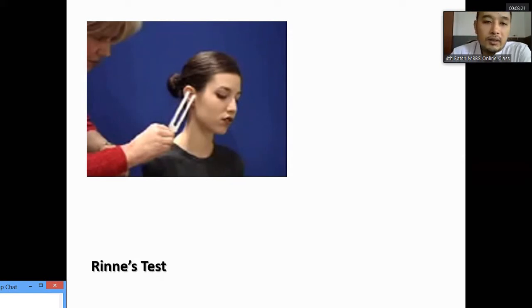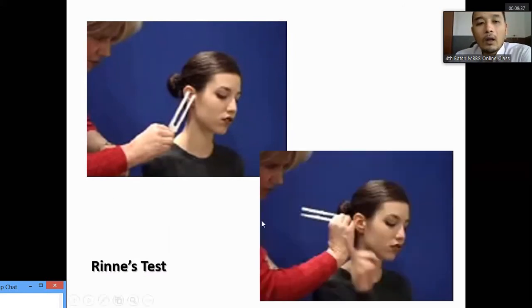And when the patient says that the sound has stopped, you suddenly keep the tuning fork over the mastoid bone, and then again ask the patient if they can still hear the sound. And we have the interpretation for the Rinne's test. After the patient stops hearing, we keep the tuning fork over the mastoid tip. This is for the air conduction. Now the patient has stopped listening to the air conduction, then we test for the bone conduction, keeping the tuning fork over the mastoid tip.